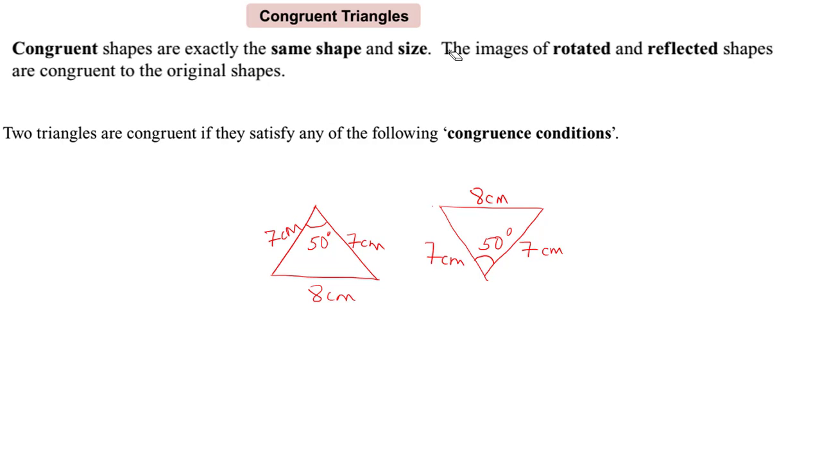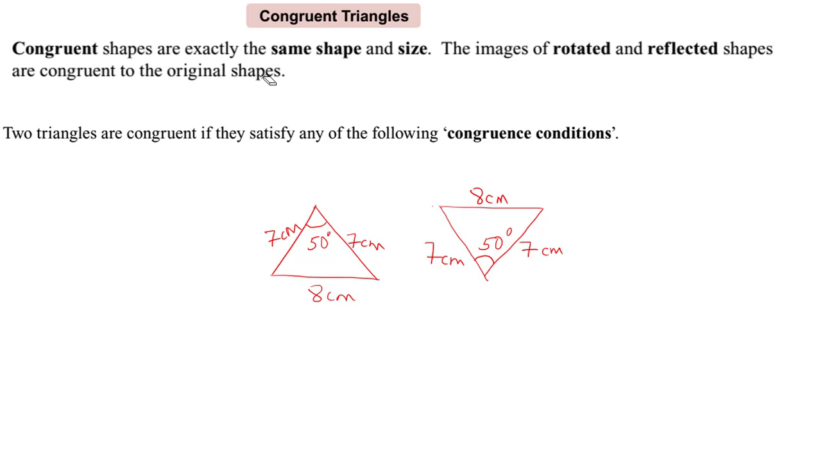Now, the images of rotated or reflected shapes are always congruent to the original shapes. So if you're standing in front of a mirror, then your image is congruent to you. In other words, it's just the same. You're just the same as your image. You're just facing in a different direction.